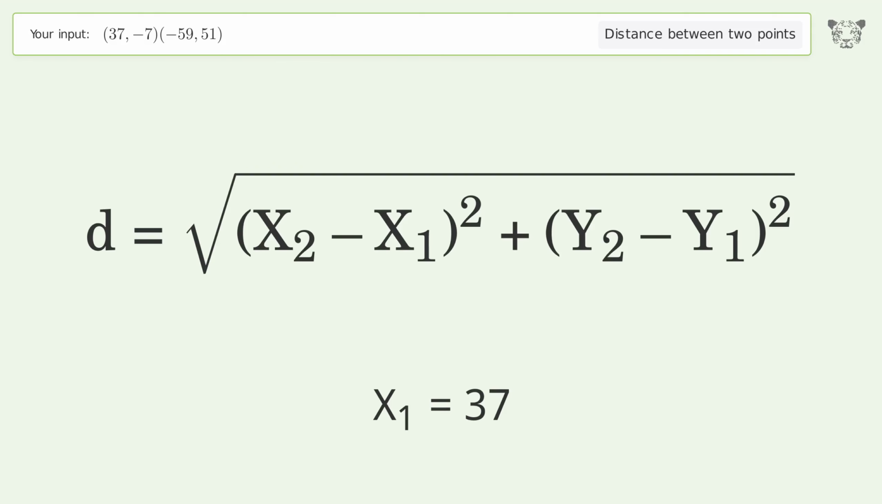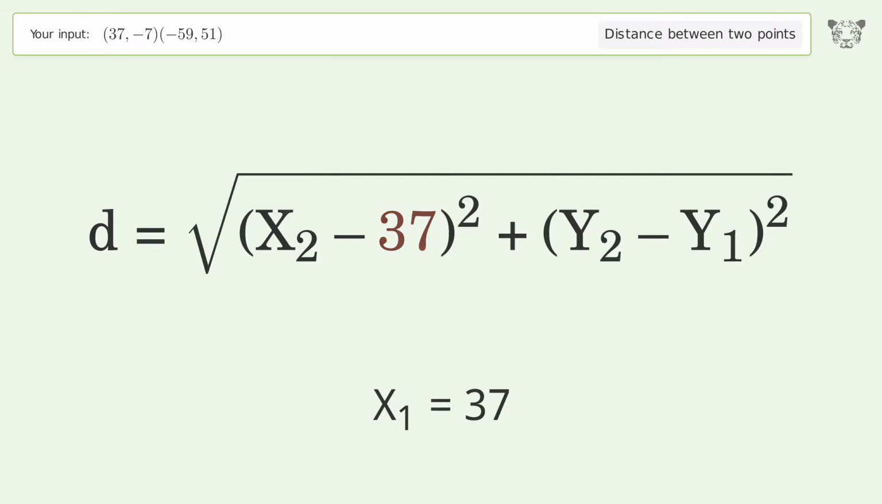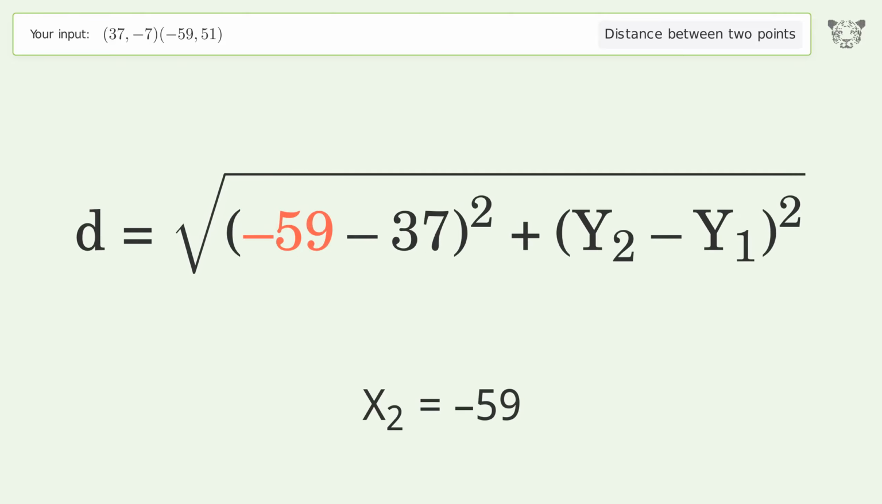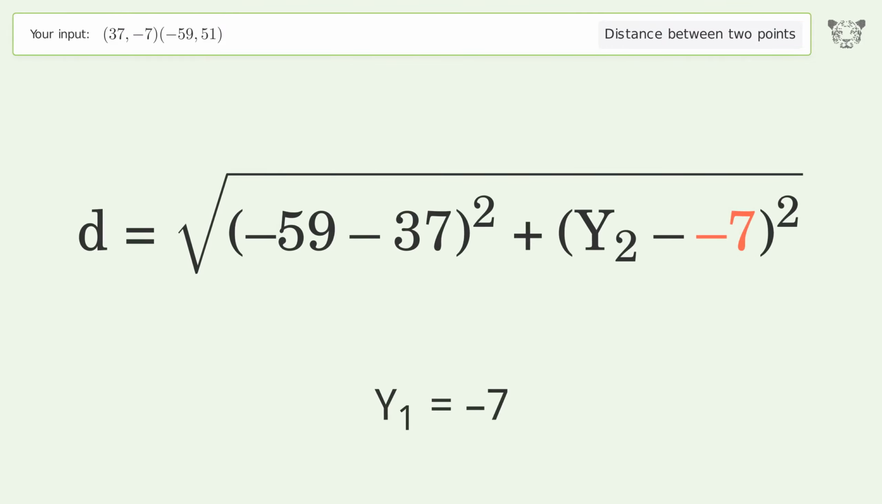x1 equals 37. x2 equals -59. y1 equals -7. y2 equals 51.